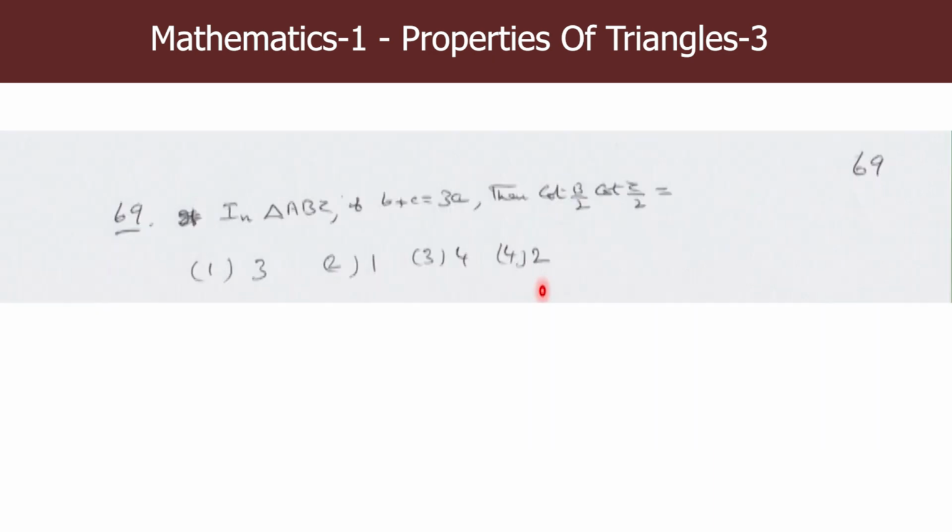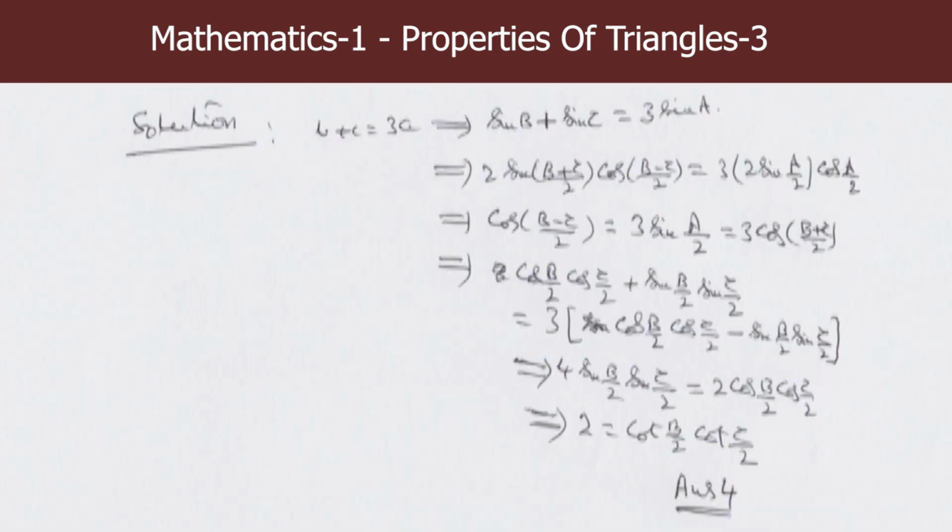69. In triangle ABC, if B plus C is equal to 3A, then cot B by 2 cot C by 2 is equal to: options 1, 3, 2, 4. Now B plus C is equal to 3A implies sin B plus sin C is equal to 3 sin A. Now simplify using sin B plus sin C is 2 sin (B plus C by 2) into cos (B minus C by 2). So that is 2 sin (B plus C by 2) cos (B minus C by 2) is equal to 3 into 2 sin A by 2 cos A by 2.